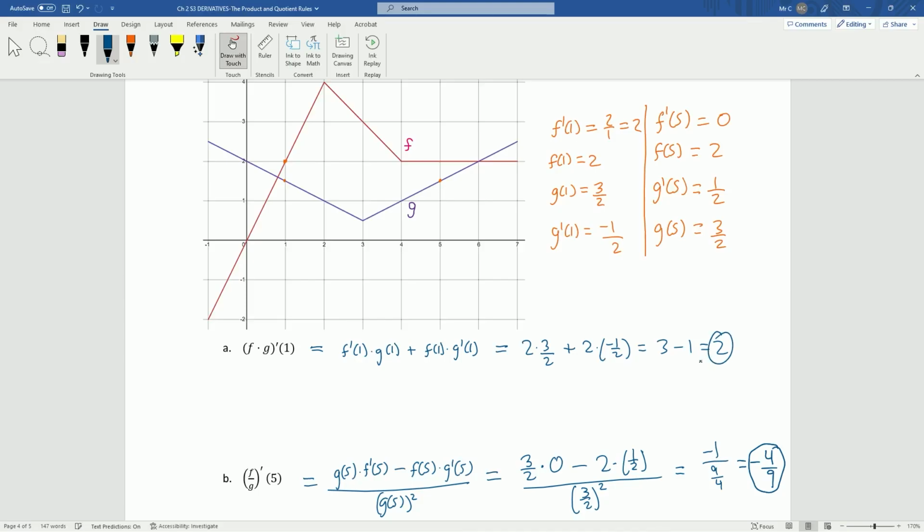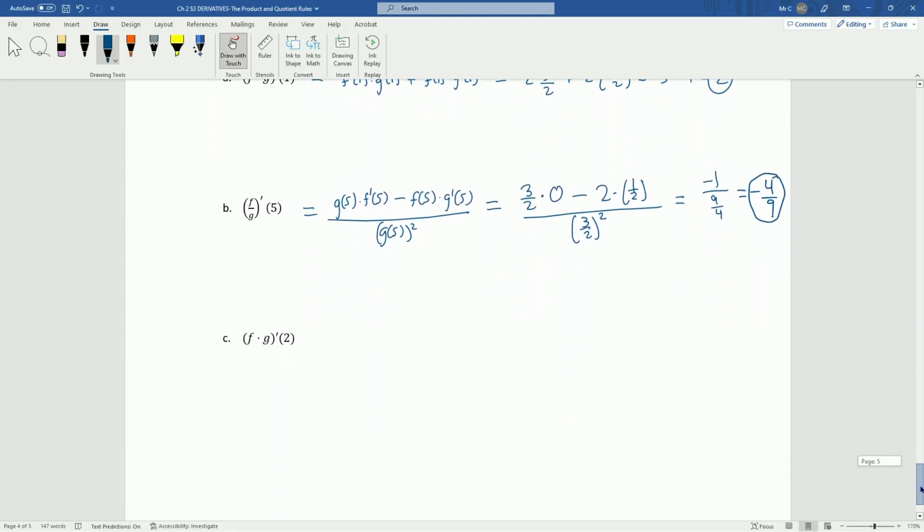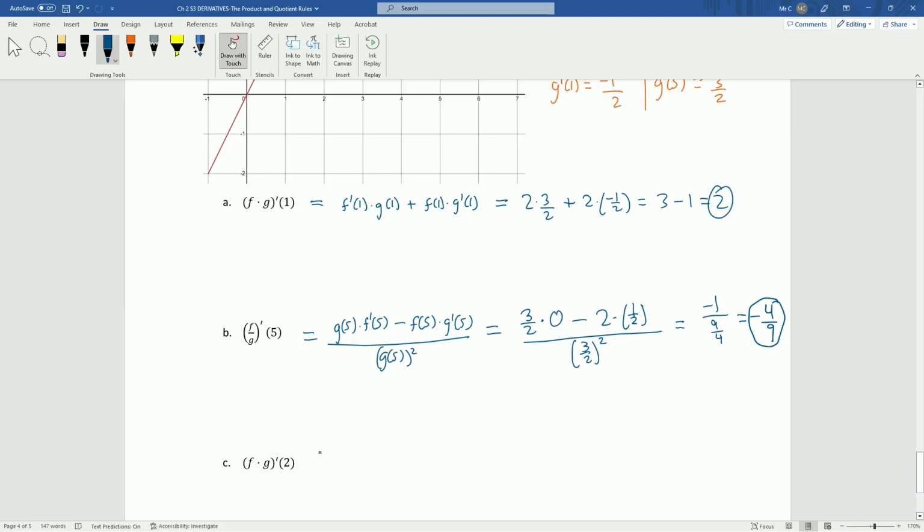Okay, so far so good. We got one more here, f times g prime of 2. So this rule would be f prime of 2 times g of 2 plus f of 2 times g prime of 2. So let's go take a look for this information. So we'll start with f prime of 2.